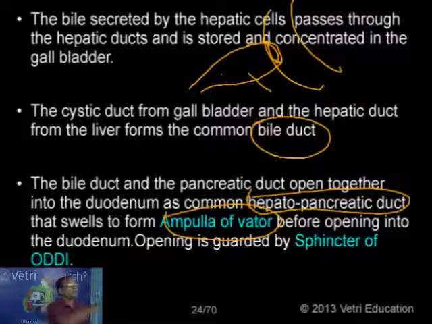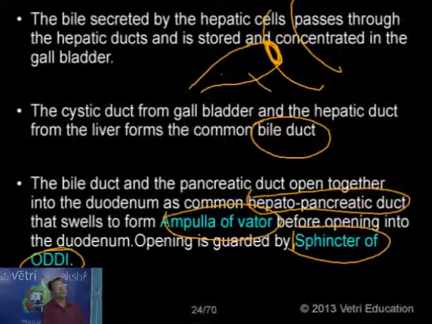Now, it opens into the duodenum. At the point of opening, there is a sphincter mass that was reported by Oddi, called the sphincter of Oddi. It is a circular ring of muscles present at the opening of the hepatopancreatic duct, which regulates the flow into the duodenum. Before discharge into the duodenum, the two ducts join to form a common duct which becomes swollen, and that structure is called the ampulla of Vater.